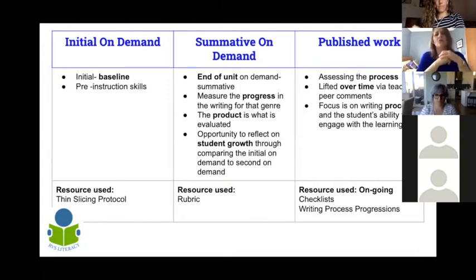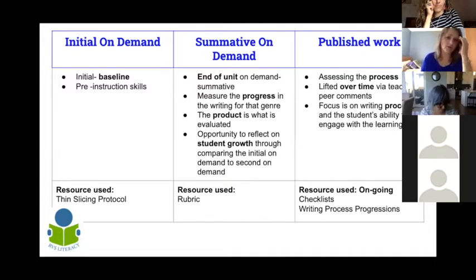So that initial on-demand that Lauren was talking about is going to give us our initial baseline. Like, what do I have? What do my students know about this particular genre, and then give me some insight about how I need to be responsive and make some adjustments in the units or the lessons that I'm doing. But I get these initial on-demands. I've watched them write. I take them home that night. You're not going to spend more than maybe an hour looking at these, maybe not even.